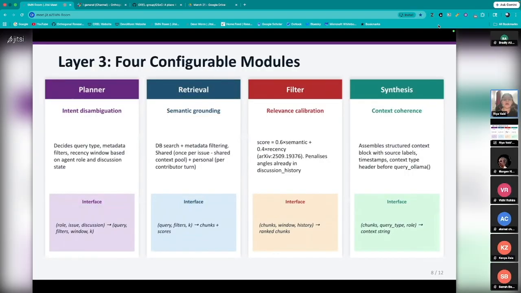As I said, the RAG is divided into four configurable modules. The first module is the planner, which decides the query type, the metadata filtering, and the recency window, meaning how recent the data being retrieved should be for the agent role. The retrieval is more of a semantic retrieval with metadata. The filter is relevance, where we have a relevance score, backed by a research paper, which penalizes angles that have already been discussed. And the synthesis is basically the construction of all the queries, blocks, and timestamps before giving it to Ollama.